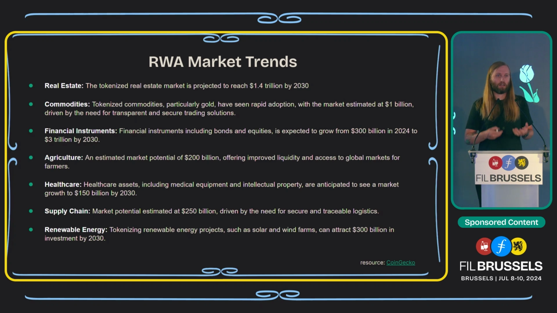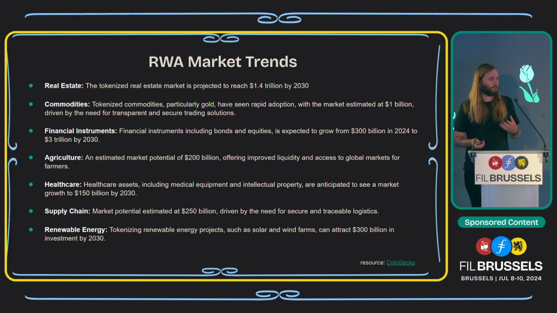Financial instruments, we're seeing bonds, equities, money market funds, all of those are expected to hit 300 billion this year in 2024 and 3 trillion by 2030. So an immense amount of capital. Agriculture, an estimated market potential of $200 billion in 2030. Having farmers who need access to liquidity to buy new machinery, maybe they give some of the yield of their crops per year and tokenize that. There's a lot of different ways that you can help small businesses if they're able to have access to this global market. Healthcare assets, including medical equipment and IP, are anticipated to hit a market of 150 billion by 2030.